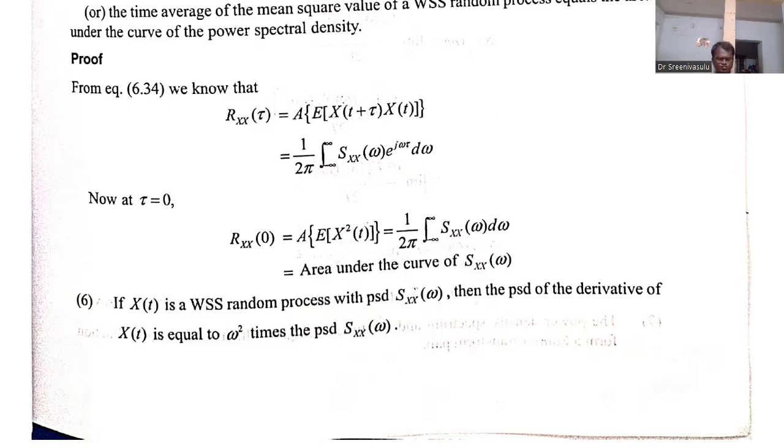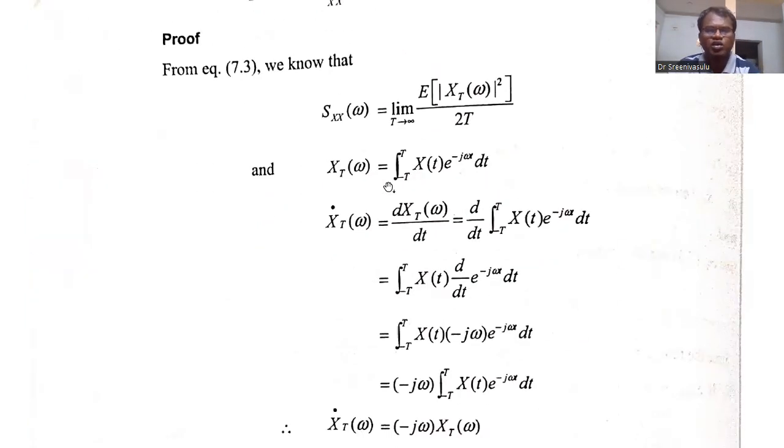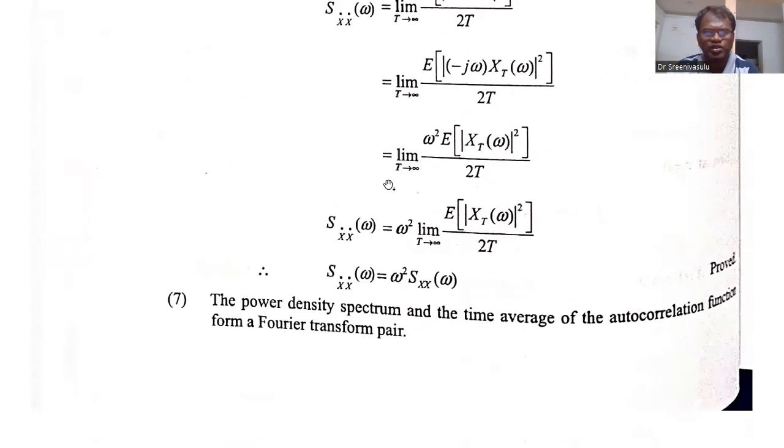So these are some properties, five properties are required, about this power spectral density.